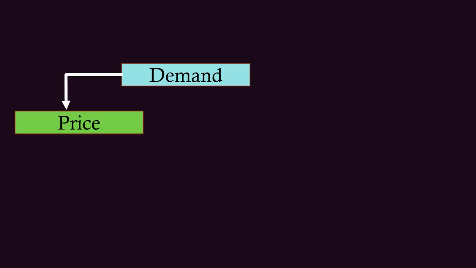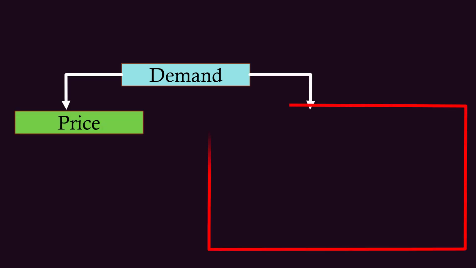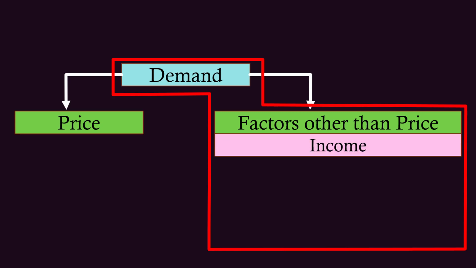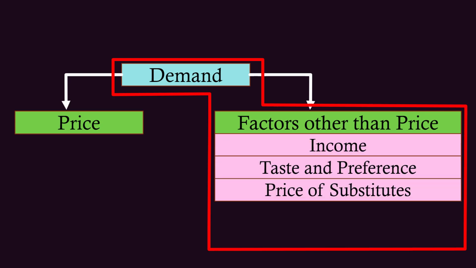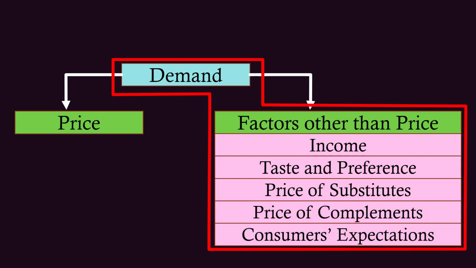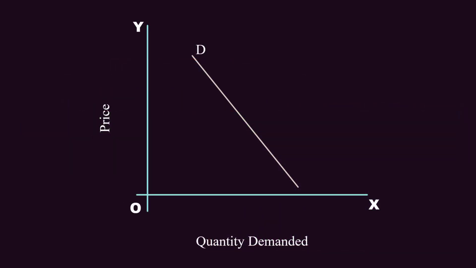We shall pass on to the concept change in demand. Change in demand is caused by factors other than price. It is caused by factors like income, taste and preference, price of substitutes, price of complements, consumers' expectations, etc. In this case, price remains constant. It also takes two forms. We shall try to understand these two cases with the help of a graph.